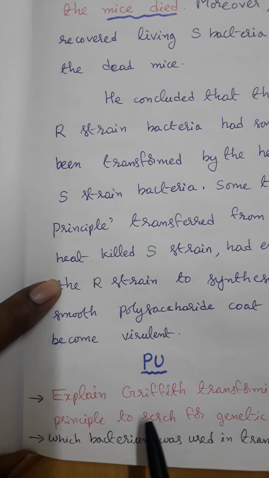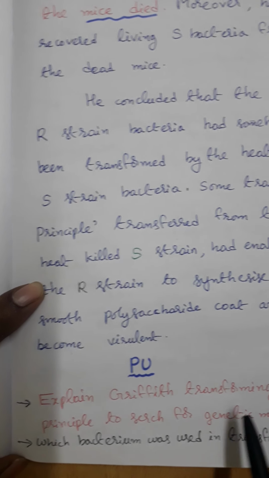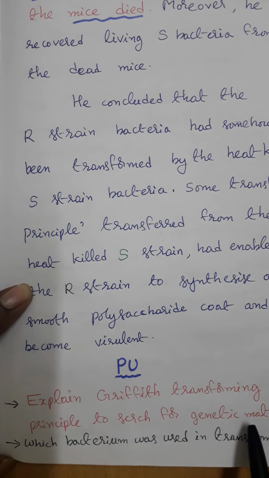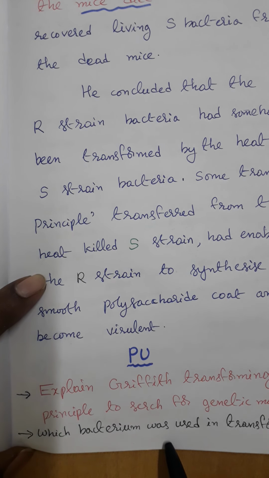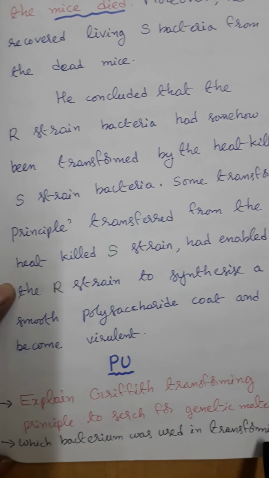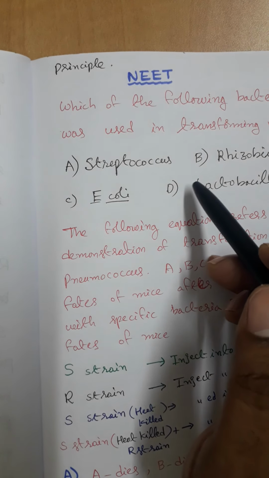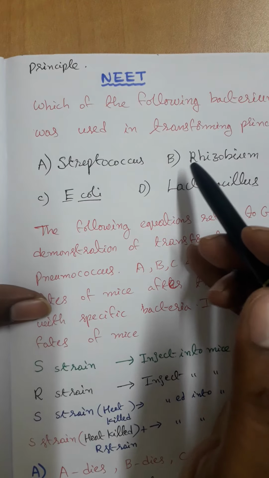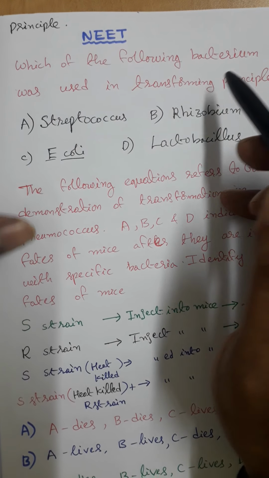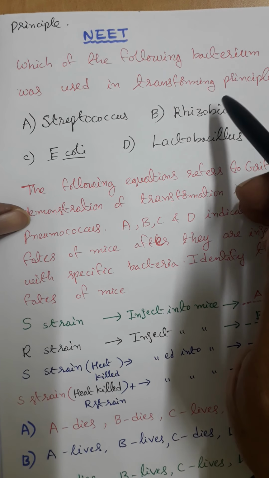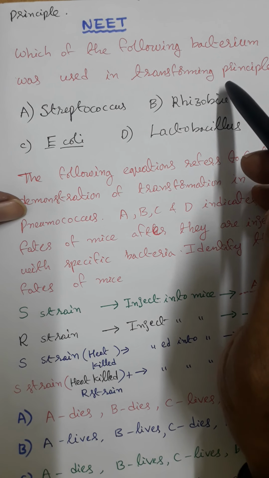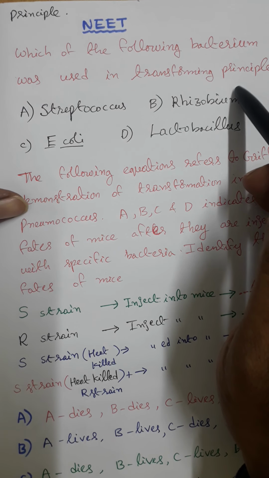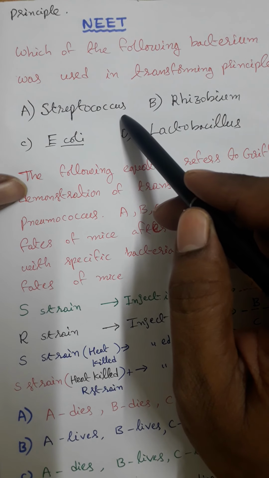So what is the question regarding this concept? Subjective point of view: explain Griffith's transforming principle in the search for genetic material. Next, another question: which bacterium was used in the transforming principle? The Streptococcus pneumoniae. From this concept, a few related questions we will discuss here. Which of the following bacterium was used in the transforming principle? What is the answer? Streptococcus.